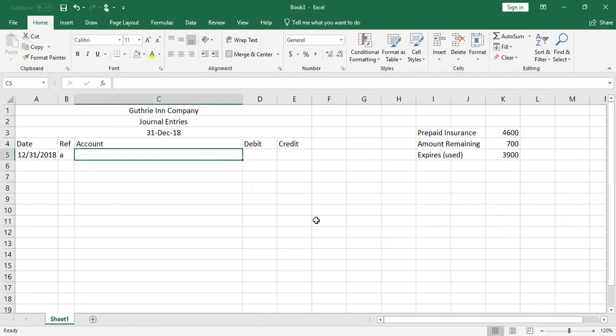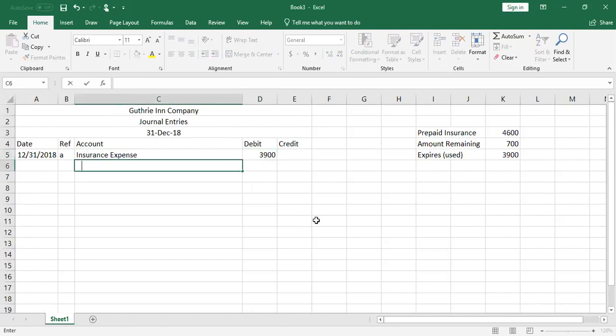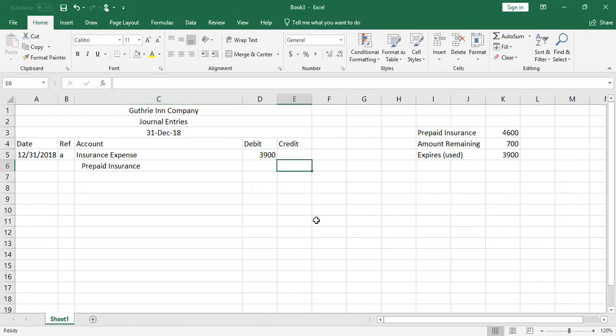So how do we record this? Well, the $3,900 is the amount of insurance service we have received. So we debit insurance expense, $3,900. We reduce prepaid insurance by crediting it for the used up part, $3,900.